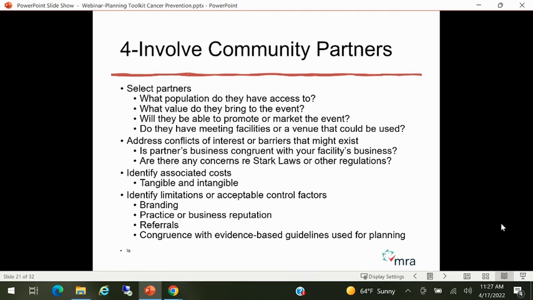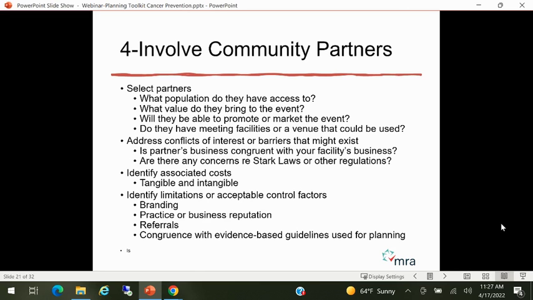Also identify any costs, tangible or intangible costs. If your community partner is expecting compensation for their contributions or for their time, for use of their venue, you want to identify all of that ahead of time. You need to make sure that you have budget and leadership support of what those costs might be. It also eliminates any embarrassing misunderstandings or post-event issues that you might need to resolve.